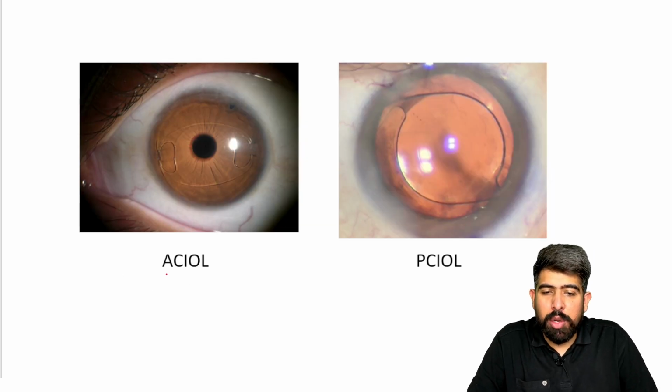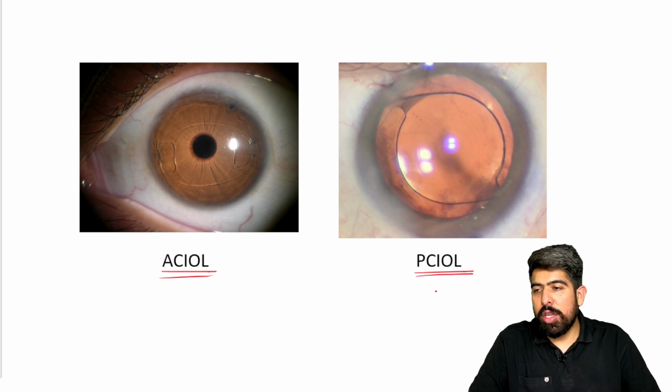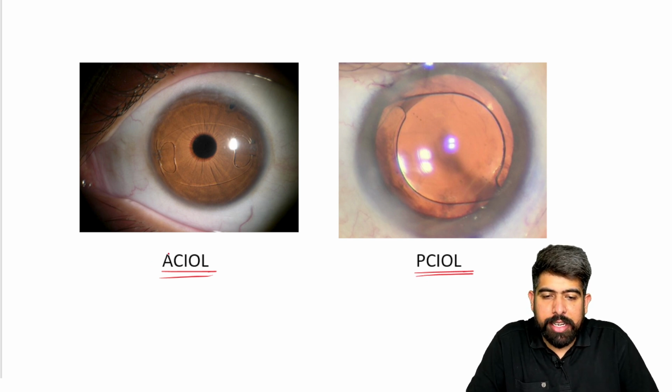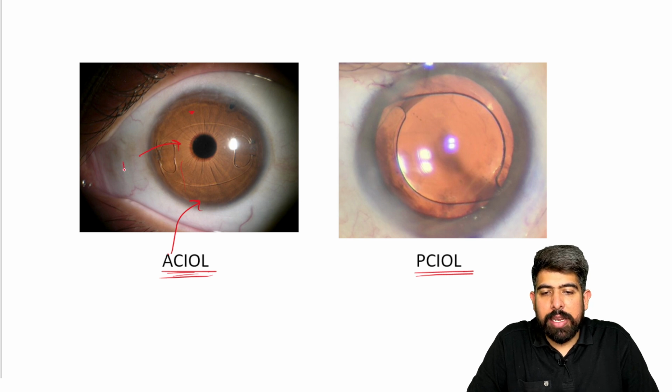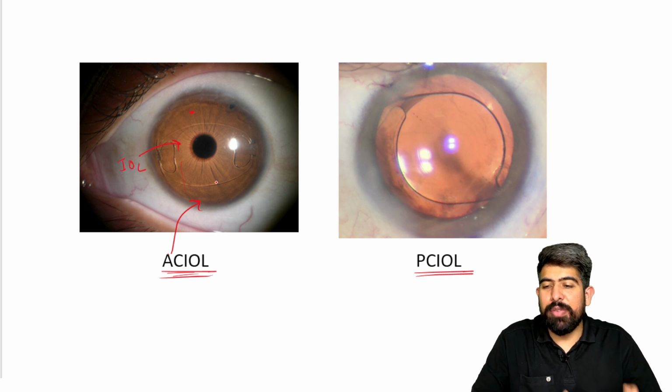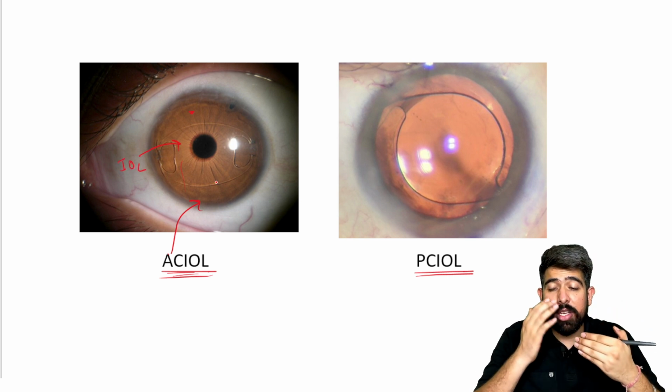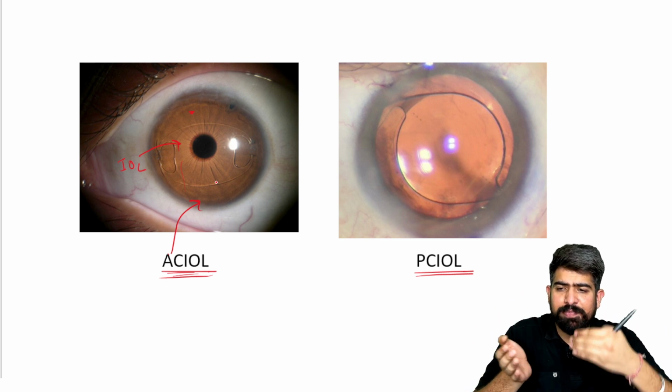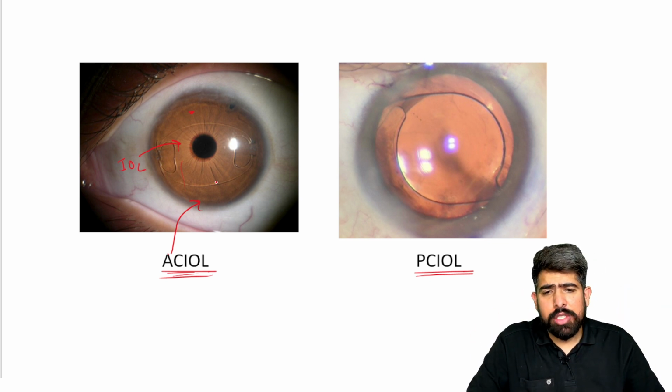Now I'm going to tell you the place where you will place your intraocular lens. The first is known as the anterior chamber IOL. It means you will put this lens into the anterior chamber. Can you see? It is your iris and it is your cornea. So you place this intraocular lens between your cornea and the iris, right? So can you see it is there?